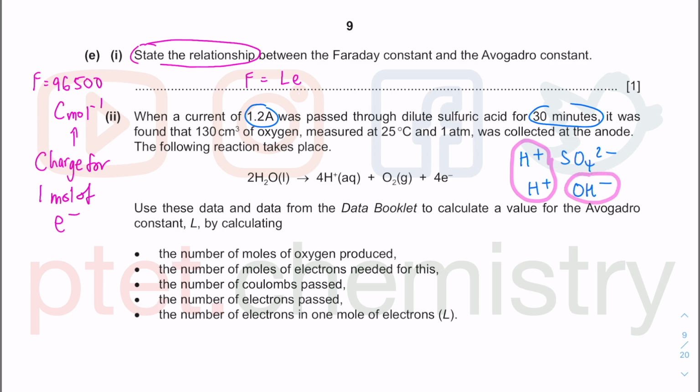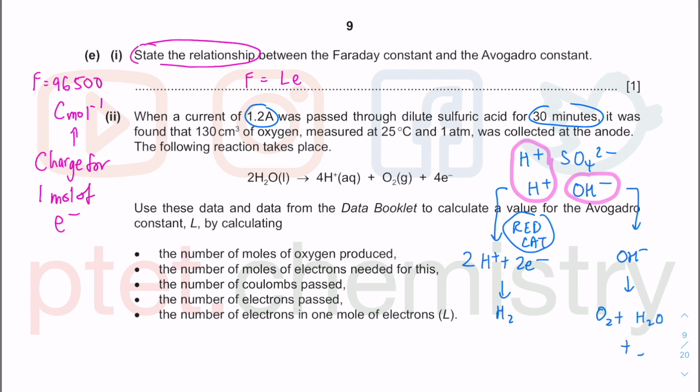Between the hydroxide and the sulfate, it is the hydroxide that's going to get discharged. So the H plus takes 2 electrons to form H2. This will happen at the cathode. Reduction happens at the cathode for your electrolysis. As for your OH minus, the OH minus will become O2 and H2O and electrons, and you balance the equation with 4 OH minus, 2 H2O and 4 electrons there. So that is your oxidation at the anode, oxidation at the anode because reduction happened at the cathode.